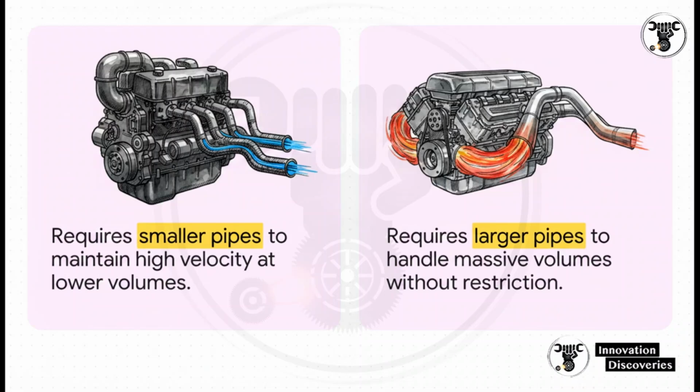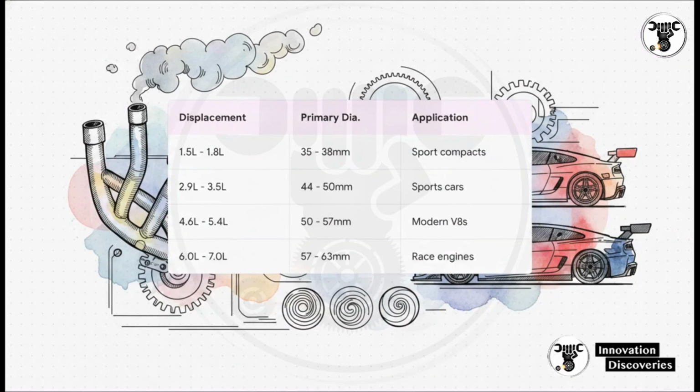So a pipe optimized for low RPM velocity is going to choke a high-revving engine, while a pipe sized for peak top-end power totally sacrifices low-end grunt. You really have to decide where you want your power band to live. Let's translate this into some hard, professional rules of thumb.